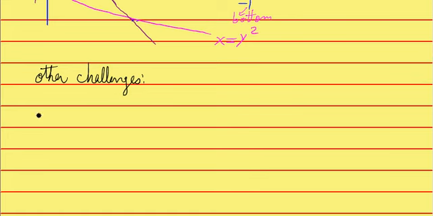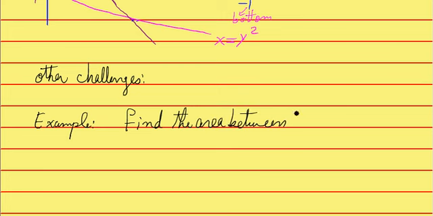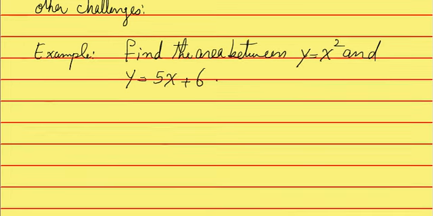Here is an example. Find the area between, say, y is equal to x squared and y is equal to 5x plus 6. We are not told who's top, who's the bottom, where's the left and where's the right. So we might as well go ahead and get a picture of this situation to be assured of our answer.